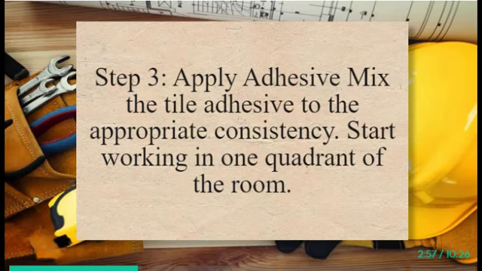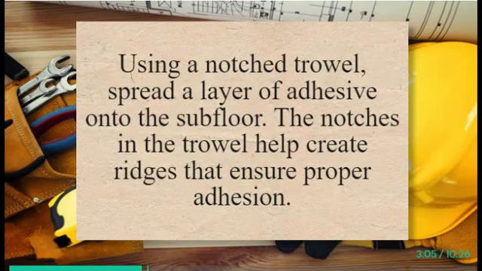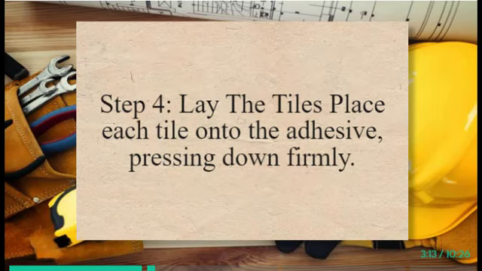Step 3. Apply adhesive. Mix the tile adhesive to the appropriate consistency. Start working in one quadrant of the room. Using a notch trowel, spread a layer of adhesive onto the subfloor. The notches in the trowel help create ridges that ensure proper adhesion. Work in manageable sections, as you don't want the adhesive to dry out before you place the tiles. Step 4. Lay the tiles.